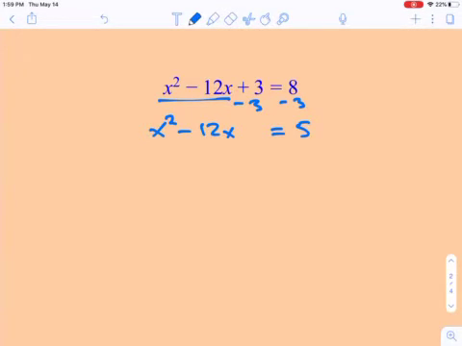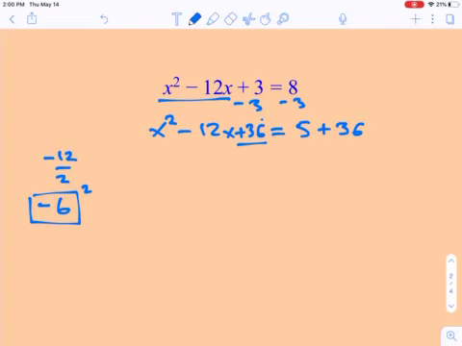Now, take your negative 12. I'm going to do this a little more off to the side. Divide it by 2, and that gives you negative 6. And then you need to take that and square it. So negative 6 squared is 36. All right, and because I've now just out of nowhere added 36 to this side, that's okay, provided I do the same thing to the other side. So now I've got 41 over here, and then I've got (x minus 6) quantity squared over here.